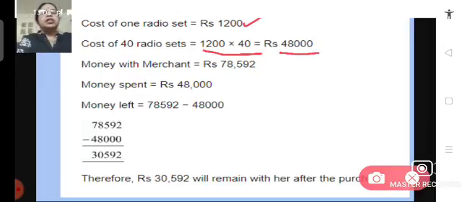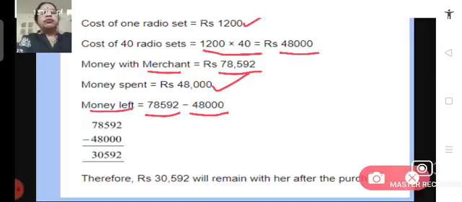And how much is the amount of money with the merchant? She has 78,592. And what is the amount of money spent? It is the cost of 40 radio sets, that is rupees 48,000. So, to find the money left with her, what do we do? We subtract 48,000, that is the money spent, from 78,592, that means the money the merchant has.